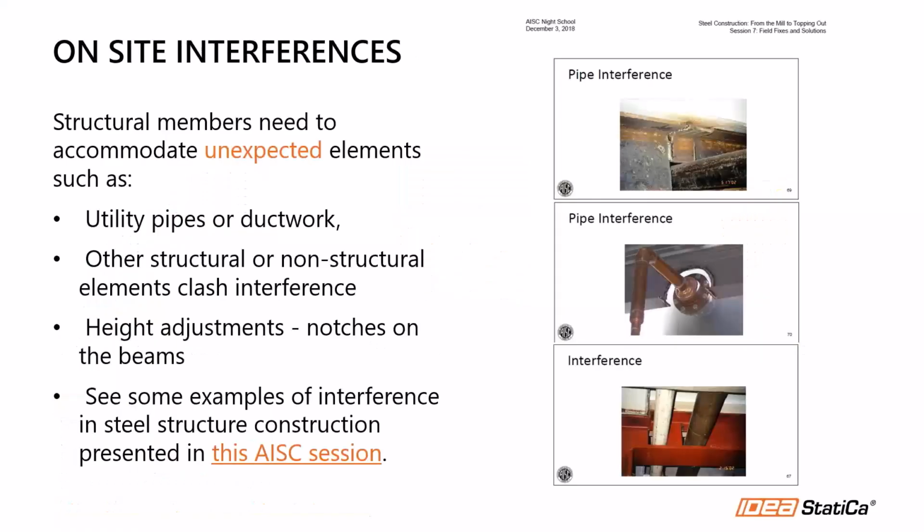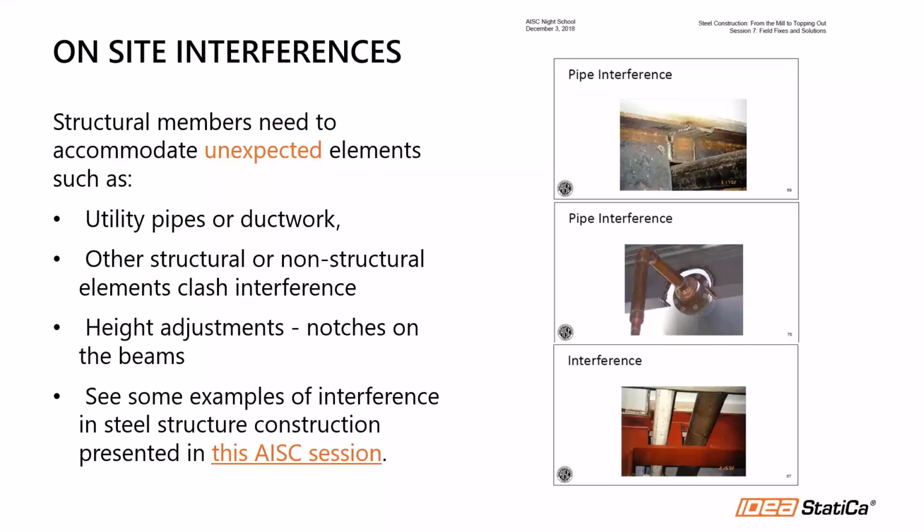And now let's talk about on-site interferences, right? So this is a common issue during the construction phase of a project. It's very common that unexpected elements clash with structural members, right? Like pipes, other non-structural elements, height adjustments, and so on. These examples can be found in one of the AISC sessions about field fixes and recommendations, right?